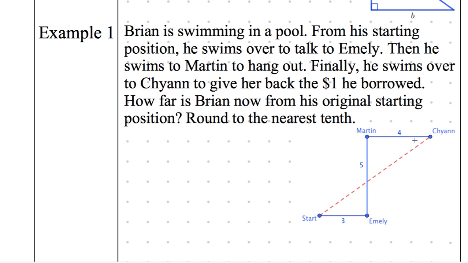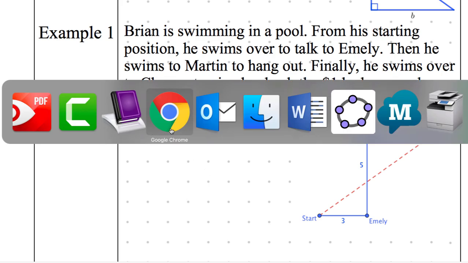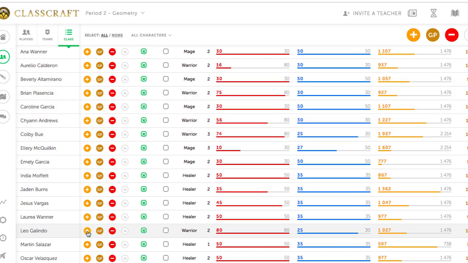All right, I need a person to read this, and you get your XP in. Go ahead and read this, Leo. Well read, thank you, Leo. Turn in your card, and Leo, you get your points.